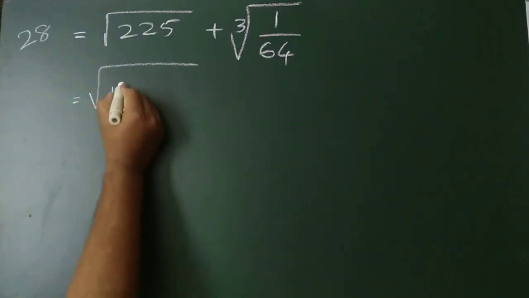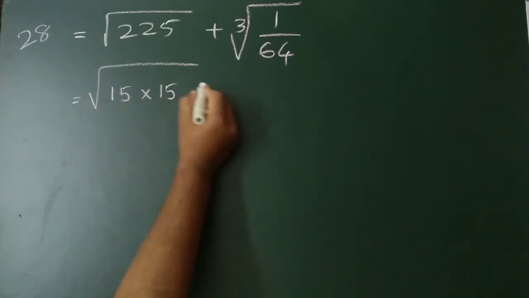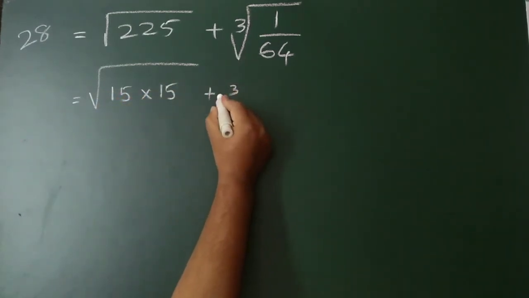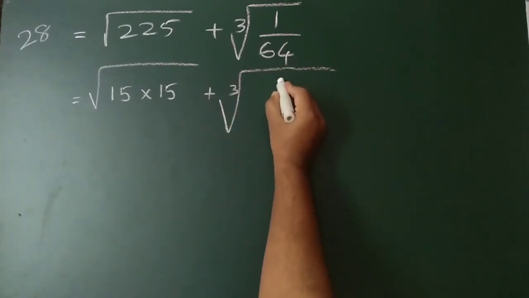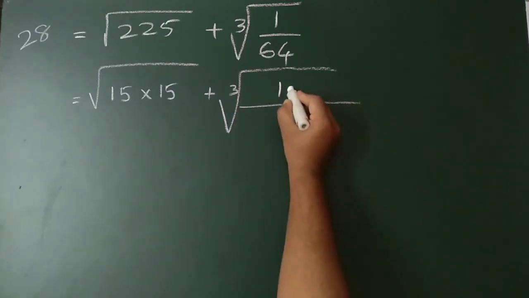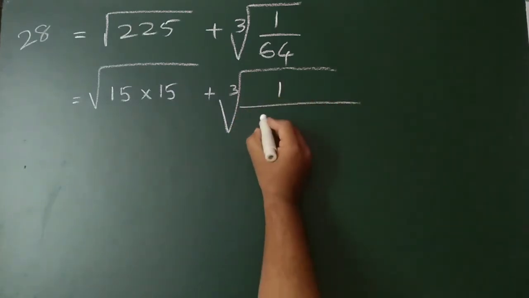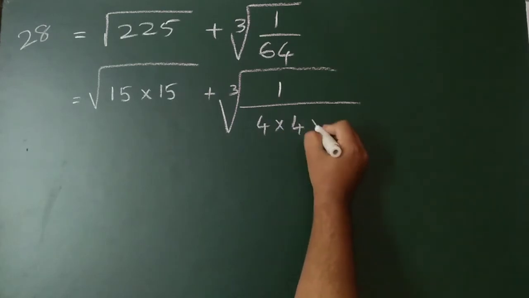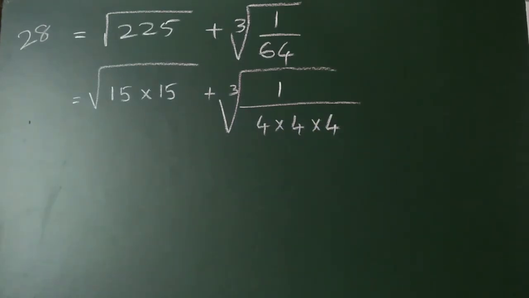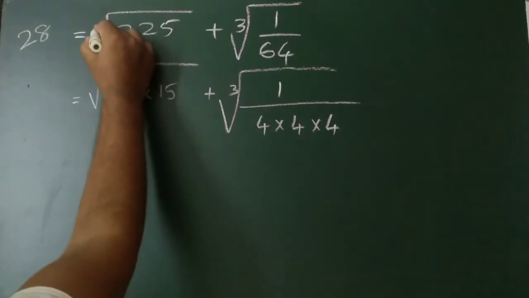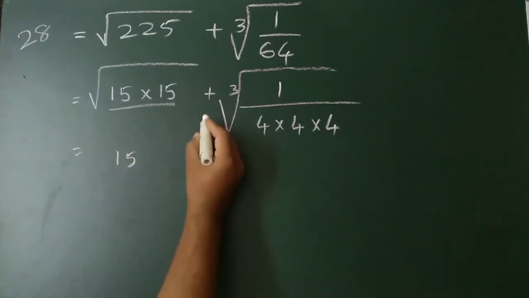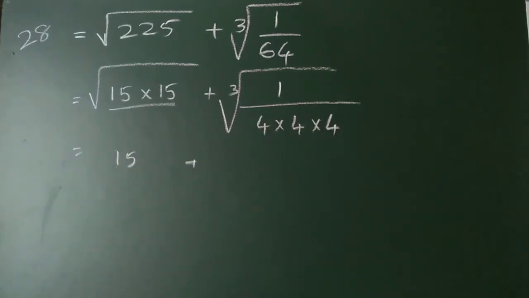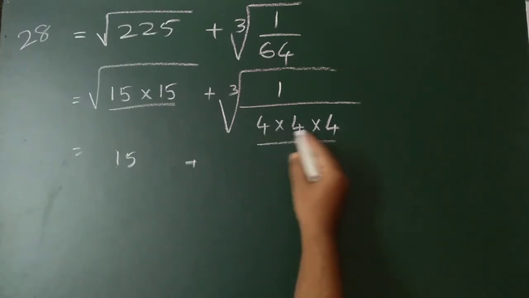225 we can write as 15 times 15, plus the cubic root. Cubic root means every 3 times. The numerator is 1, so 1 only, and 64. 64 I can write as 4 into 4 into 4, since 4 4s are 16, 16 4s are 64. For a square root, each 2 times we take 1 time out. Here, for the cube root, each 3 times we take 1 time out. So here 3 times is there.